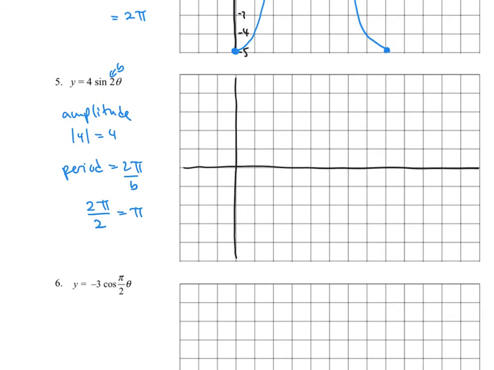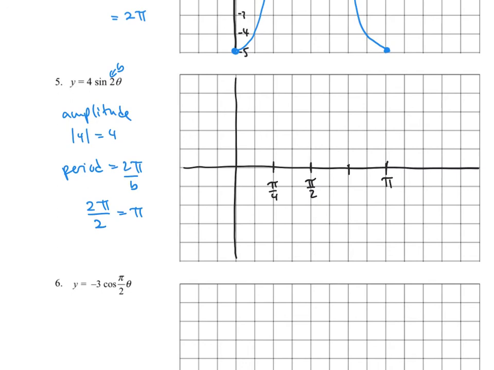This time my period is pi. So I'm going to make the same 4 marks, but my fourth mark is going to be pi, whatever your period is. So 1, 2, 3, 4, this is pi. Half of pi for our middle tick mark would be pi over 2. Half of that would be pi over 4. So each tick mark on this graph represents pi over 4.